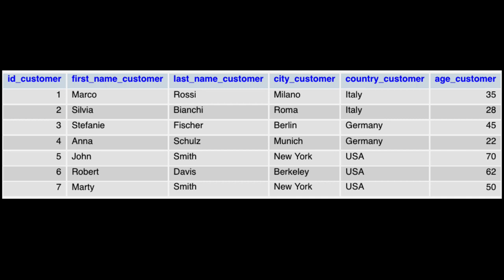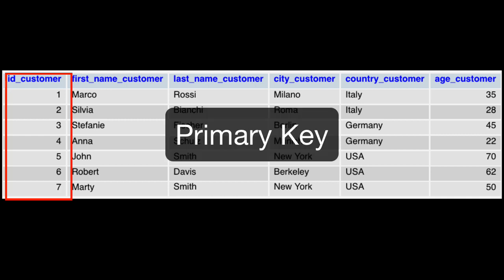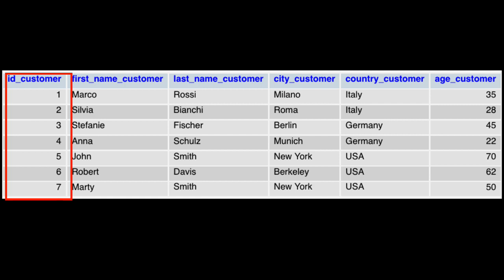Pay attention to the column ID customer. It's important because it's an attribute that uniquely identifies each customer in our table. We cannot have two customers with the same ID. We call it primary key. There is more to say about primary keys, but again, for the moment, let's keep it very simple.